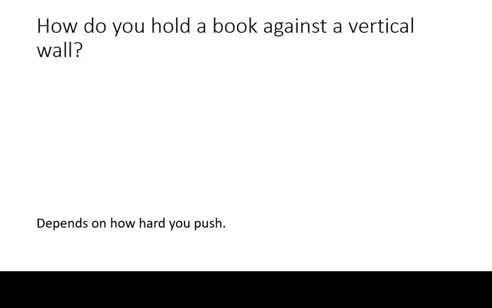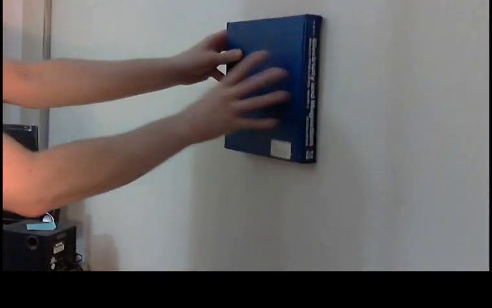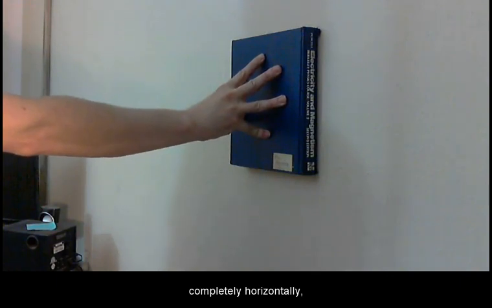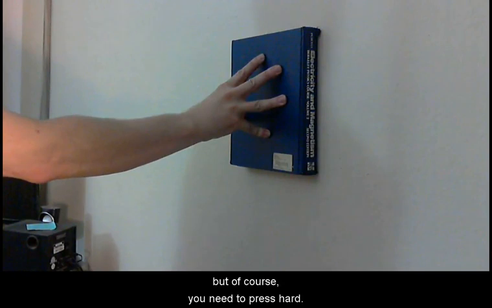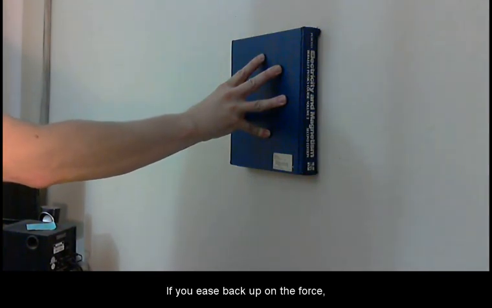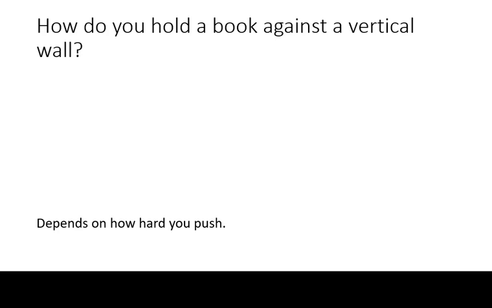Here is another experiment involving a vertical surface. You can press a book against a wall completely horizontally without any lifting force from below, and it will stay there. But of course, you need to press hard. If you ease back up on the force, it will fall. In both examples, there was a force parallel to the contact surface. This force that resists the slipping of the surfaces is known as friction.